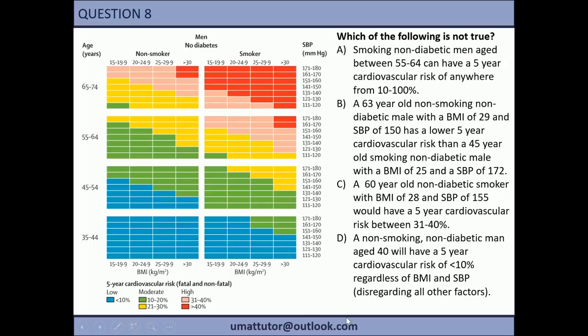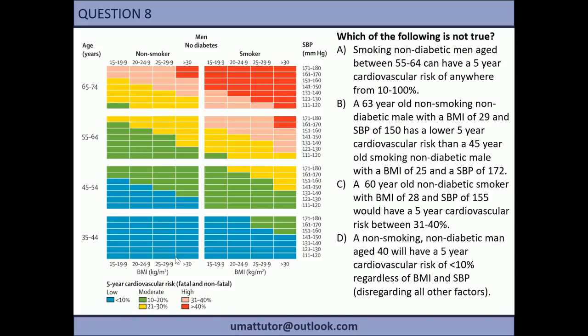Just finally, option D, a non-smoking non-diabetic man, age 40. So we're looking now at non-smokers, so left-hand side, and aged 40 is in this bottom square here. We'll have a 5-year cardiovascular risk of less than 10% regardless of BMI and blood pressure. Well, given the whole big square down here, which we're looking at is blue, which is less than 10%, that would be pretty accurate, because it doesn't matter what your BMI or what your blood pressure is, you're always going to be below 10% at that stage. So D is an accurate statement too.